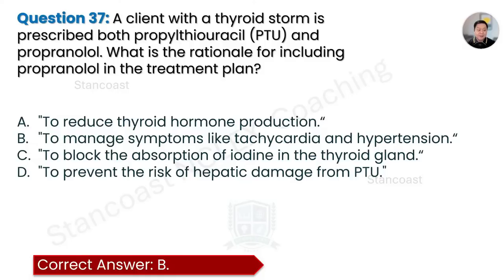Letter C is also incorrect because propranolol does not block iodine absorption in the thyroid gland, and that role is typically fulfilled by other medications like iodine solutions or radioactive iodine therapy. D is also incorrect because propranolol does not prevent hepatic damage caused by the PTU, and this is more related to PTU side effects and monitoring liver function during therapy.